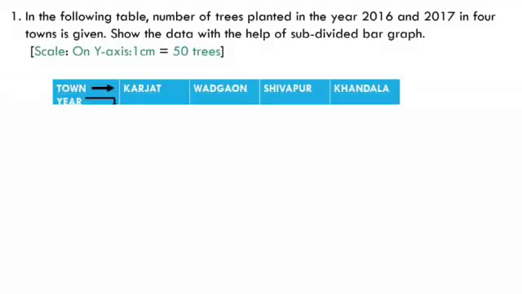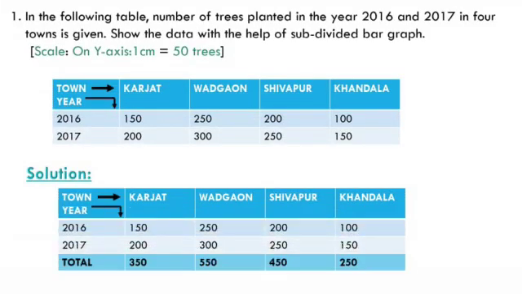Let's go with one more example, children. In the following table, the number of trees planted in the years 2016 and 2017 in 4 towns is given. Show the data with the help of a subdivided bar graph. Scale on the y-axis 1 centimeter is equal to 50 trees. Now there are 4 towns, that is Karjat, Vadgaon, Shivapur, Khandala.